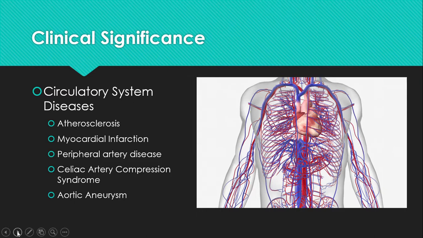Celiac artery compression syndrome, which is angina, defined as chest pain caused by reduced blood flow to the heart, which is localized to the upper abdomen due to compression of the celiac artery. And lastly, an aortic aneurysm may occur, which is covered in more depth on the next slide.